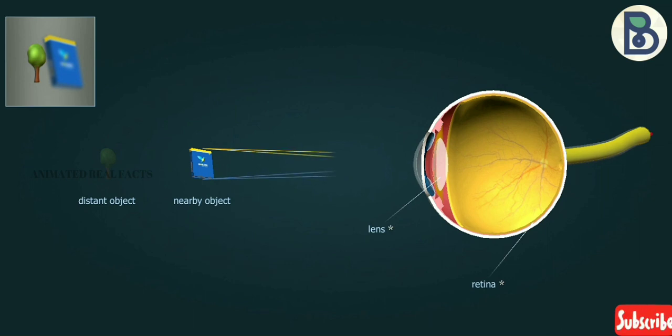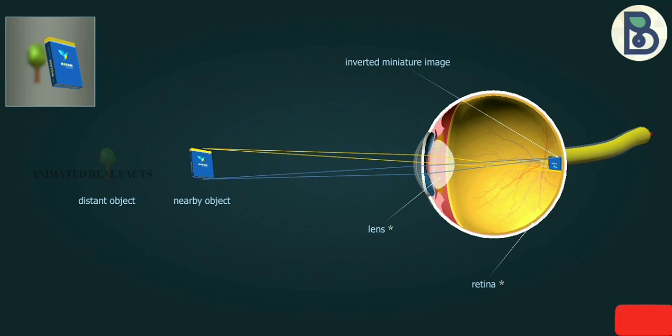When we look at a nearby object, light rays are more focused. Therefore, if the lens was flat, the image would occur behind the retina. For this reason, the lens becomes more convex to refract light to a greater extent, thereby providing a sharp image on the retina.